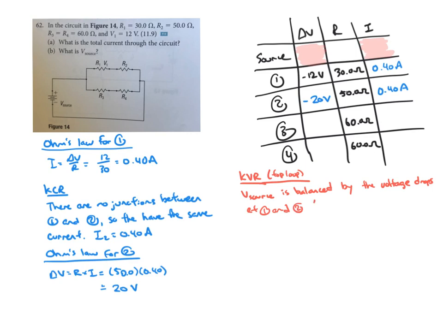Which are negative 12 volts and negative 20 volts. So combining those two, that's negative 32 volts. That means the voltage at the source is 32 volts. All right, so there's my answer to that. That's part B. So part A, I need the current.